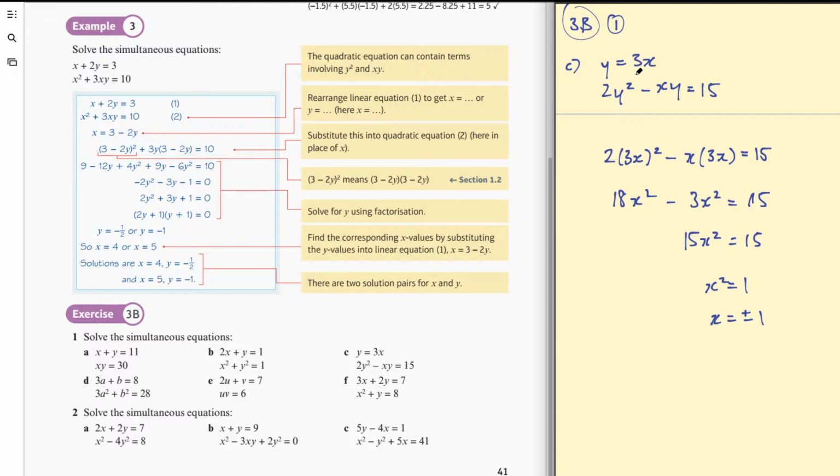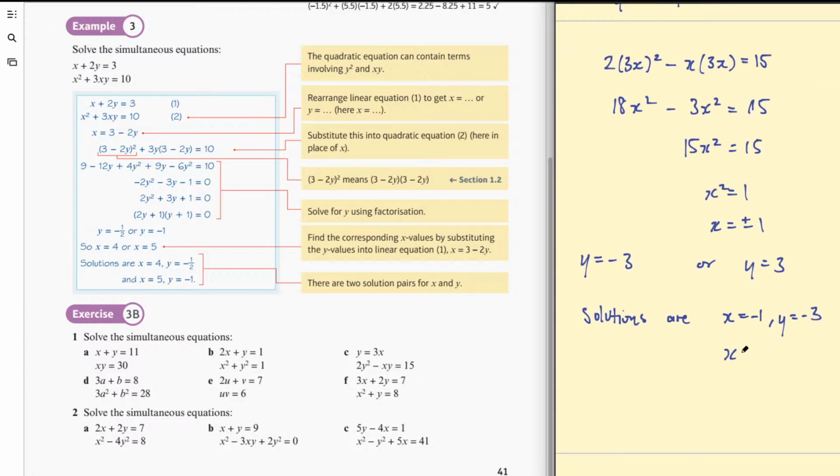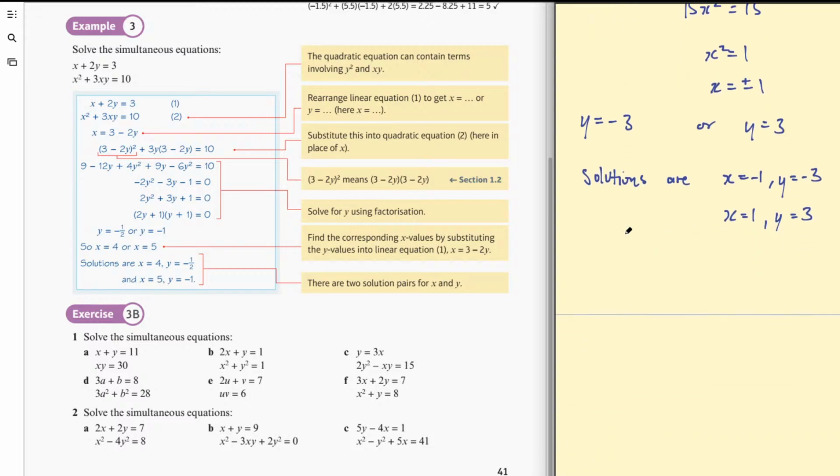Actually, I haven't finished yet. I need values of y. So y could be negative 3 or positive 3. And now you have to match up the solutions. So the solutions are x equals negative 1, y equals negative 3, and x equals positive 1, y equals positive 3. You actually lose marks if you get that round the wrong way in the exam, so always make sure you're getting the solutions matched up correctly.